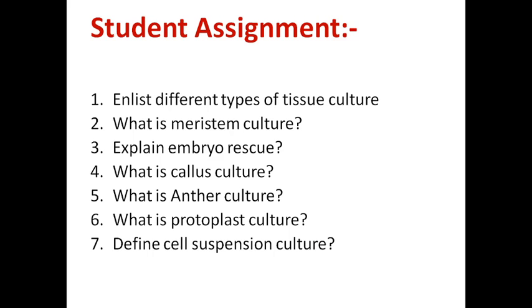Then see, in today's lecture we already saw the types of culture like batch culture and continuous culture. Then the different types of tissue culture like callus culture, embryo culture, meristem culture, anther culture, pollen culture, endosperm culture, and somatic embryogenesis. Embryo rescue is there, embryo culture is there. Many cultures we already saw.